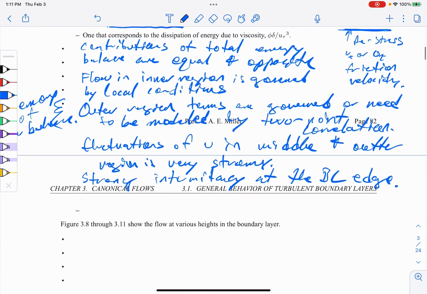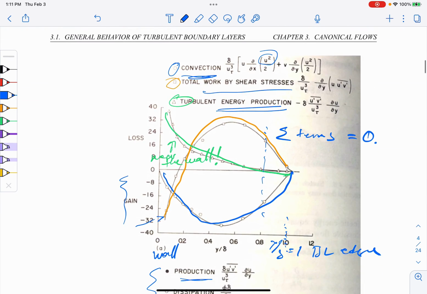Okay, so let's go back to my notes. Oh, that's what I wanted to cover there. Okay.